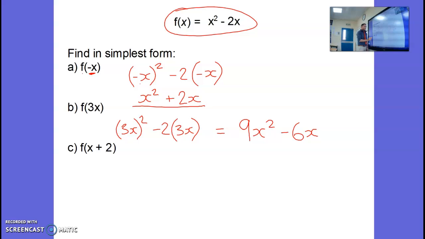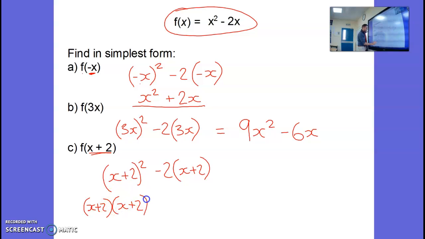Last one here, this one's going to get a little bit complicated because we are multiplying out 2 brackets here. So let's be very careful. x plus 2 squared minus 2 lots of x plus 2. x plus 2 squared, remember that means x plus 2 times x plus 2. So we've got to go x times x, x times 2, 2 times x, 2 times 2. And when we do that, we're going to get x squared plus 4x plus 4. So that's this part done.